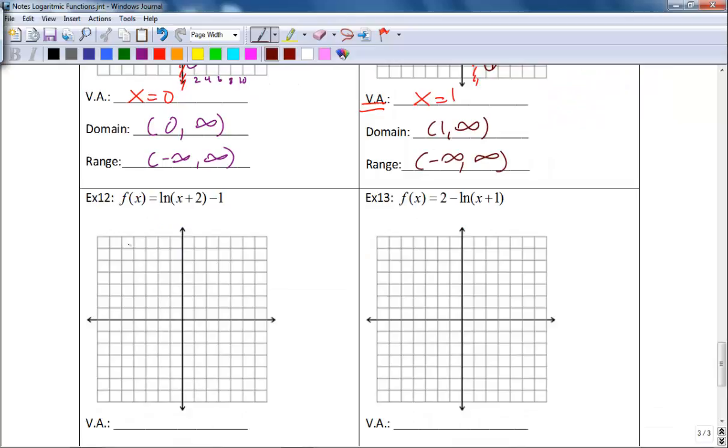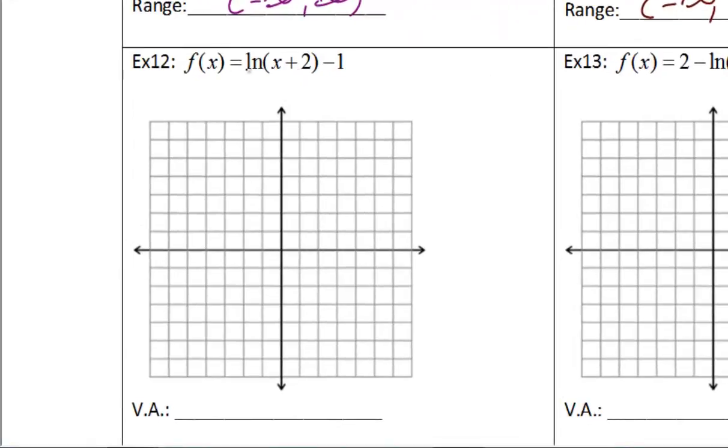Okay, let's look at example 12. I have the natural log of x plus 2 minus 1. Let's figure out the base real quick. What's the base? I have natural log. When I have a natural log, remember your base is e. So if you're thinking about the anchor points, if the anchor points are 1, 0, and then a, 1, this a, my base is going to be e, so we can just write that as 2.7, 1.